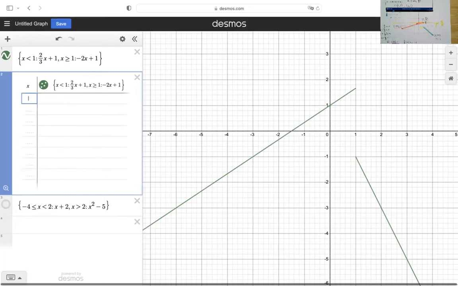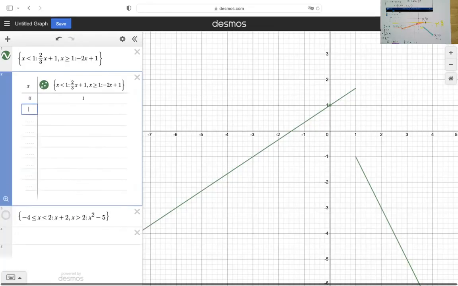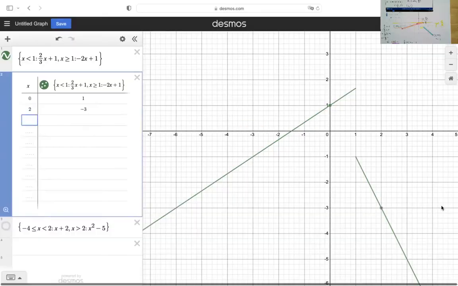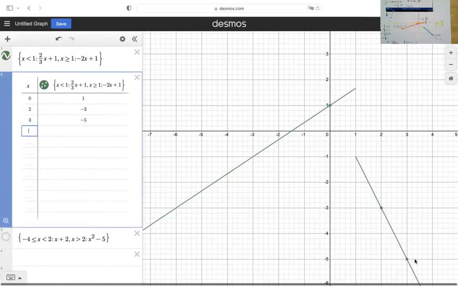So I don't have anything on my table. I want to know what x equals 0 is. They put it on the table, or they put that point on the graph. I want to know what x equals 2. They put that point on the graph. X equals 3. They put that point on the graph.